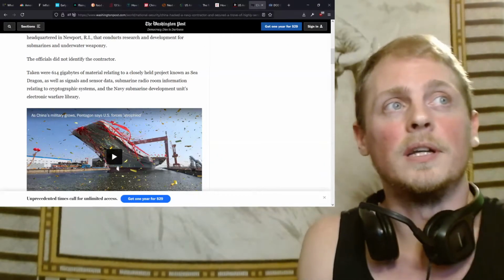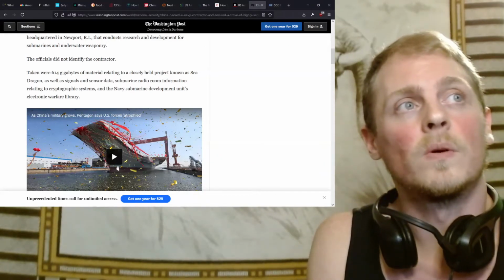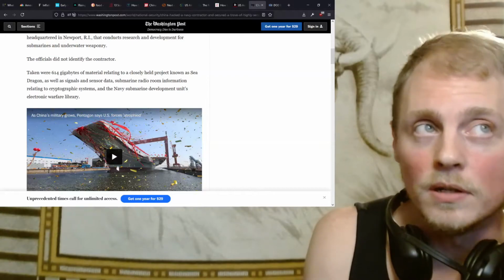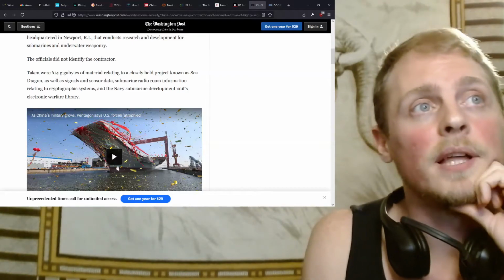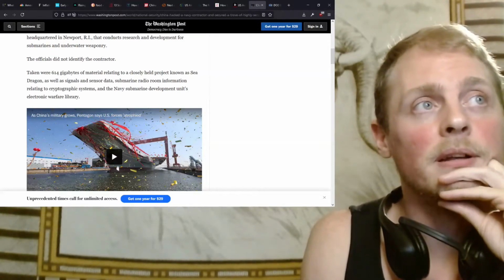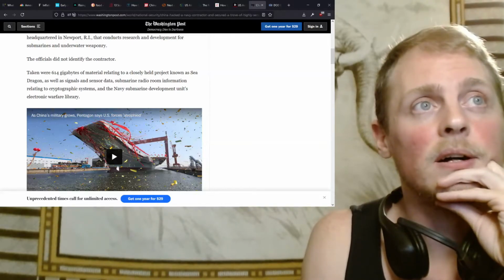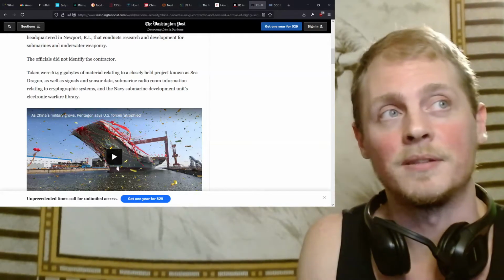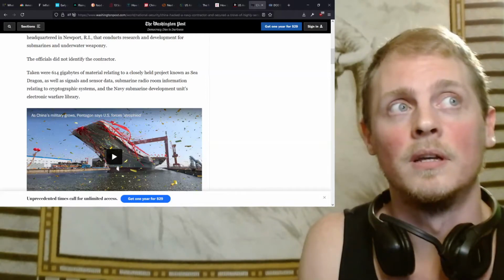So this goes even further. 614 gigabytes of material were related. So that's over half a terabyte related to closely held. And if that's in documents, that's a lot of information.